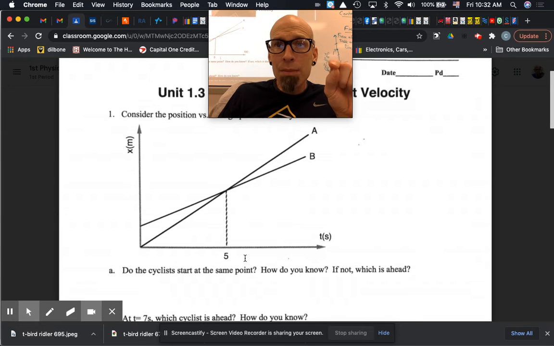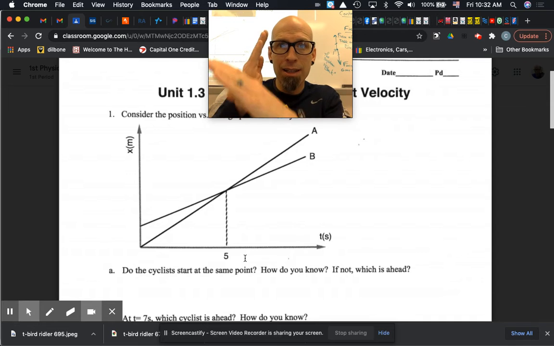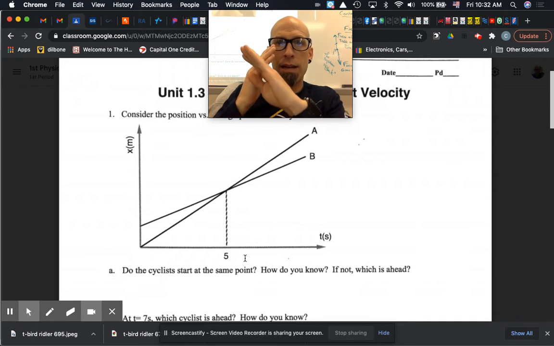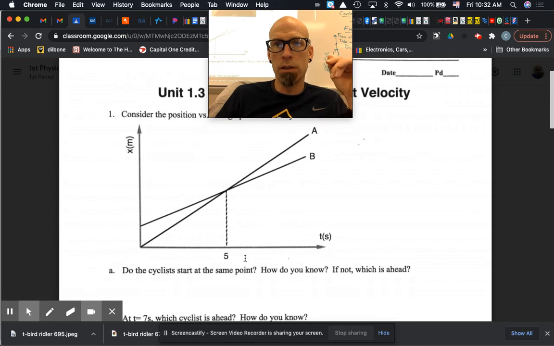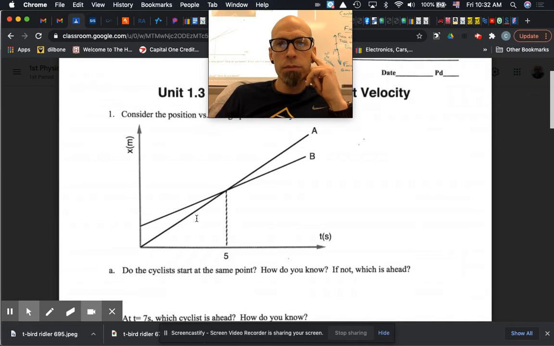If they had the same steepness, what would the lines be? If both line A and B were the same steepness, how would they be? They would be parallel. They would never intersect if they were the same steepness. Okay? If they were the same steepness, they would never cross. So they aren't. A is steeper than B everywhere. So A and B never have the same velocity because they never have the same steepness.